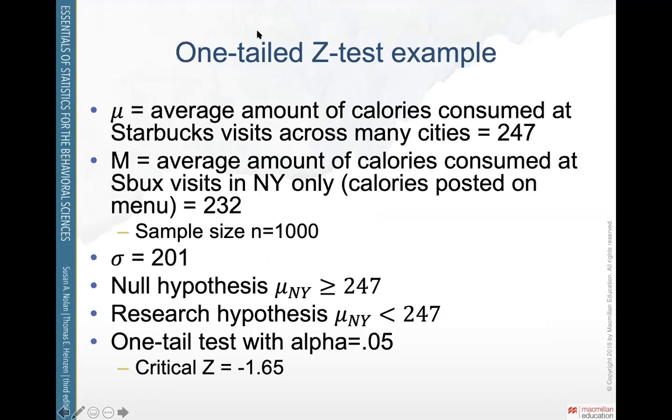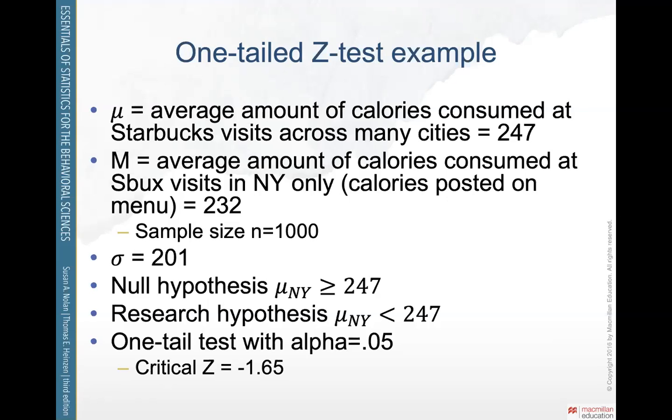So we'll go through this entire example of a one-tailed test. Our example comes from the book, chapter 7. Our population mean here is 247. The 247, which is shown on this top line, is the average amount of calories that people across all American cities consume when they visit a Starbucks. The average amount of calories at a Starbucks across all people in the United States, given any city, is 247 calories.